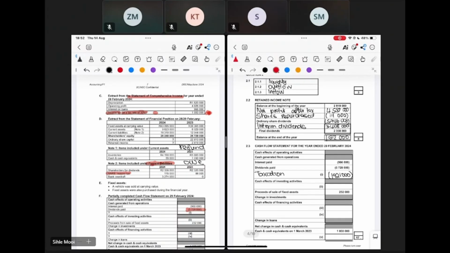Okay, I'm going to carry on. So now we have the cash effects of investing activities. They have recorded the proceeds of sale of fixed assets, and the change in investments we don't need to calculate. Now, what else could we put in cash effects of investing activities that they may not have recorded? Besides the proceeds of sales of fixed assets, what else can be there under our investing activities?